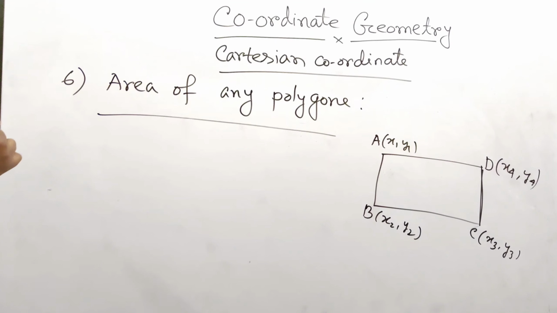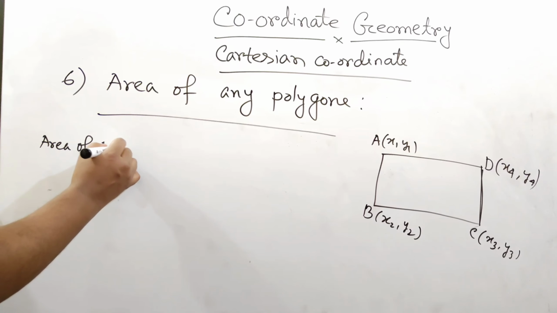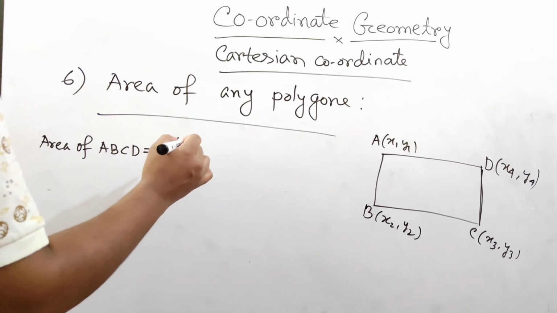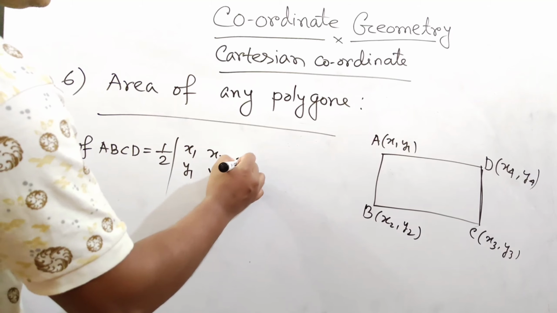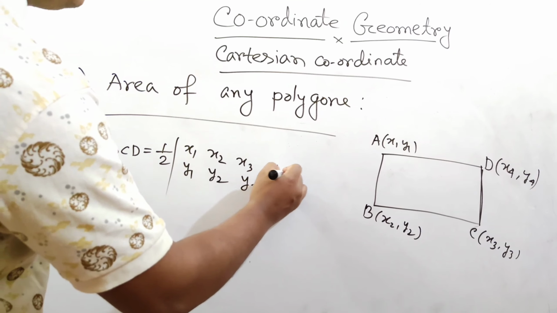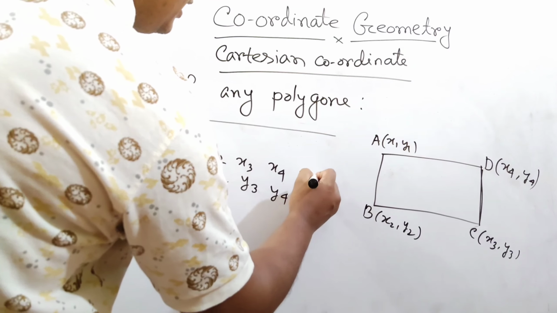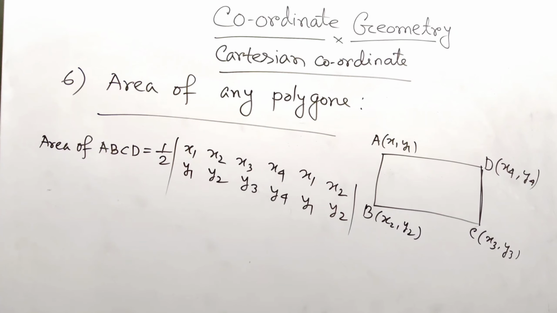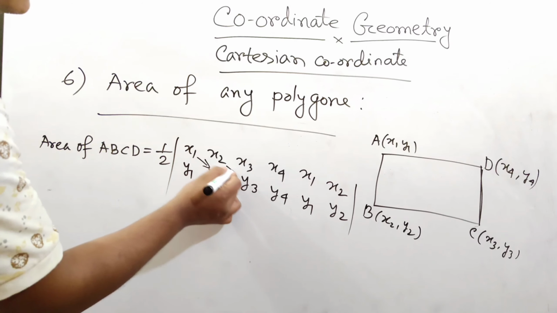Okay, now the area of quadrilateral ABCD. Same thing, the formula is, we first write these coordinates in the vertical form, that is x1 y1, x2 y2, x3 y3, x4 y4. Here we will repeat the first two coordinates, that is x1 y1 and x2 y2. Keep in mind, for a triangle we repeat the first coordinate, but for a quadrilateral we repeat the first two coordinates. So we will do the multiplication in the same way.